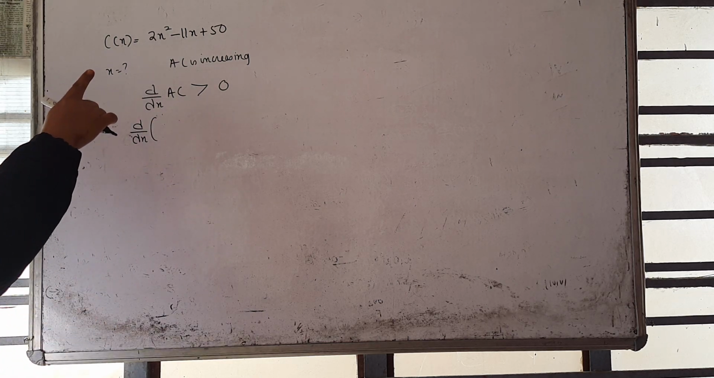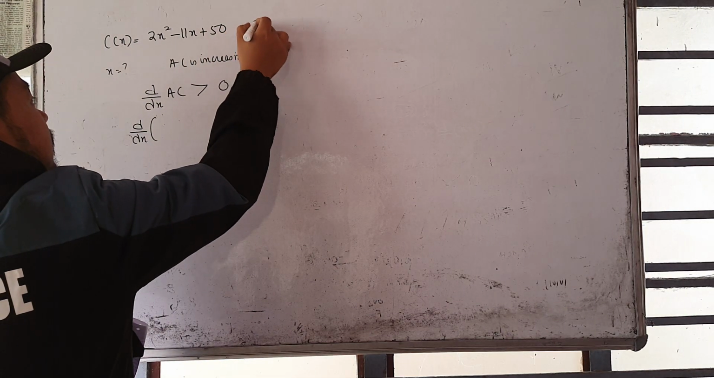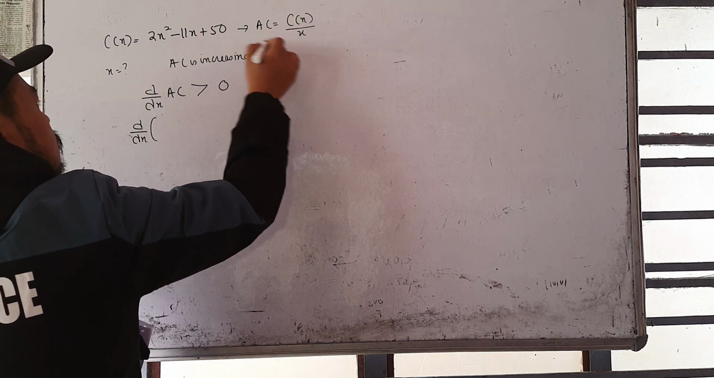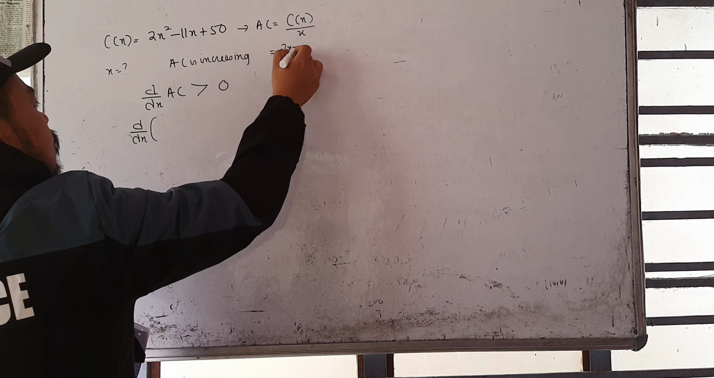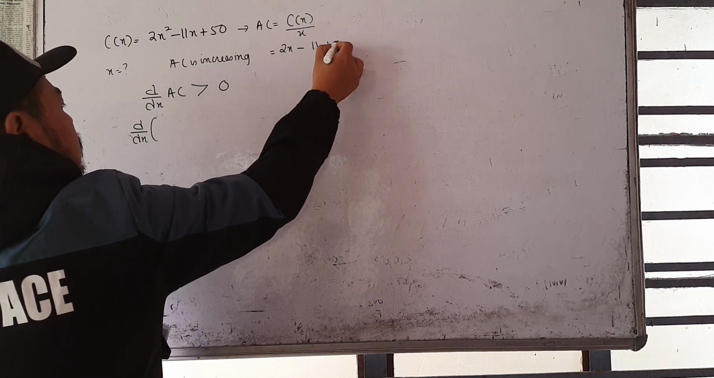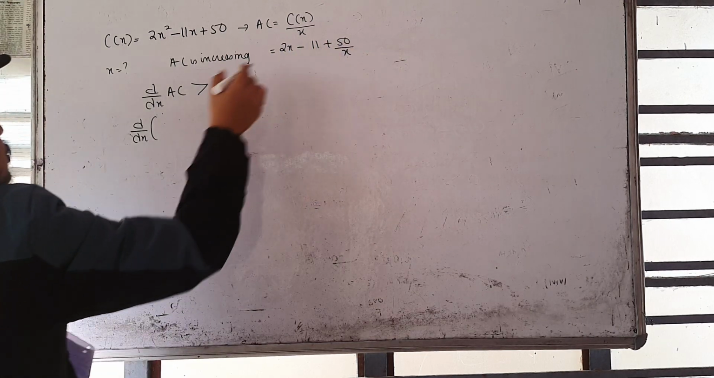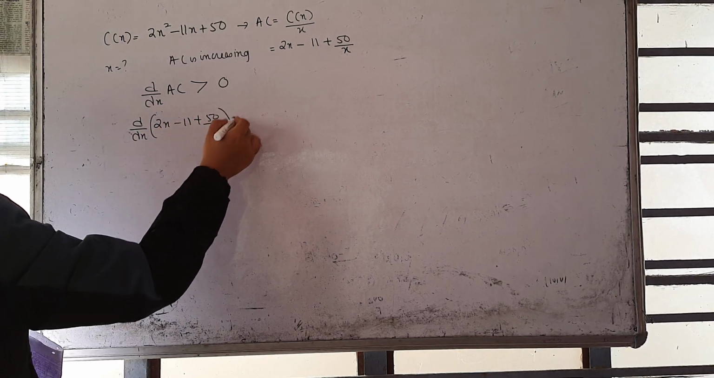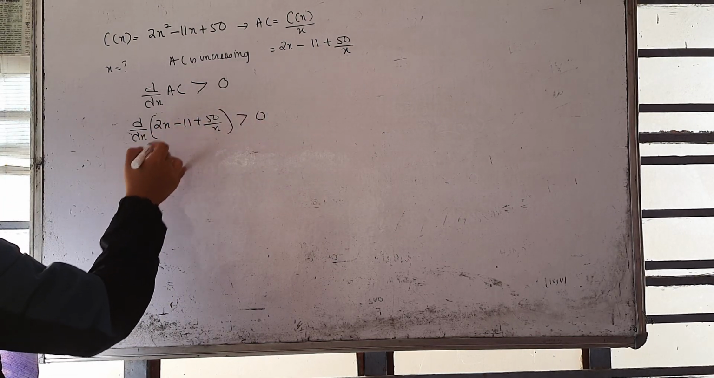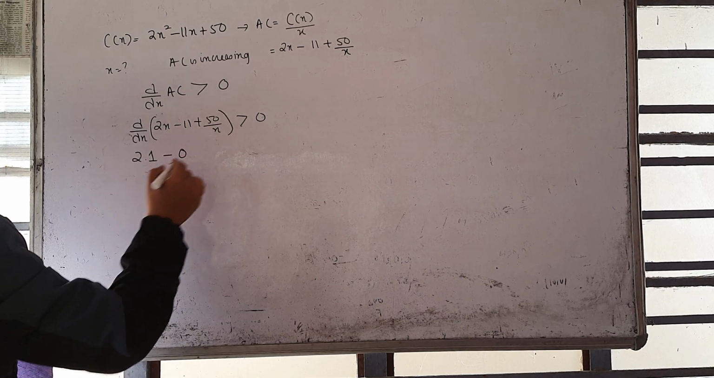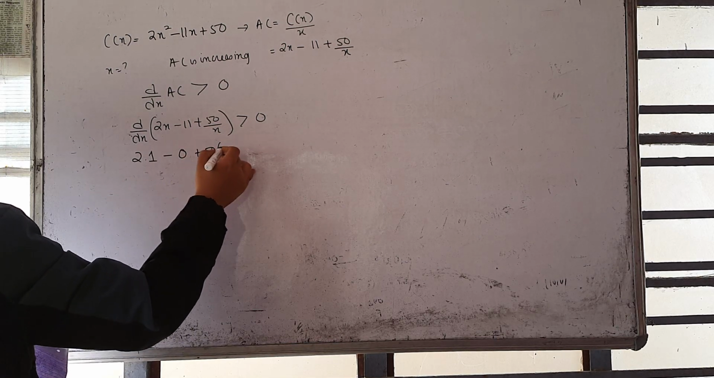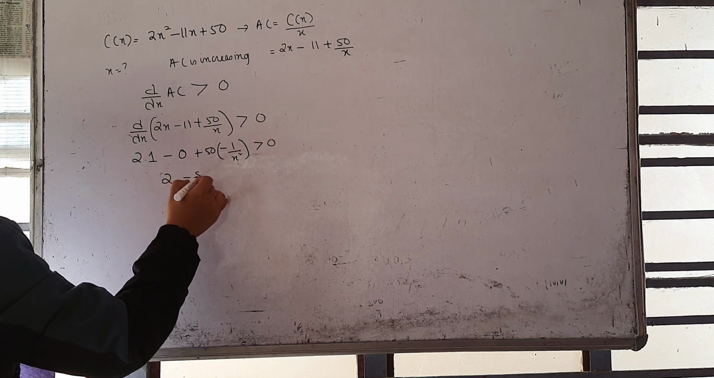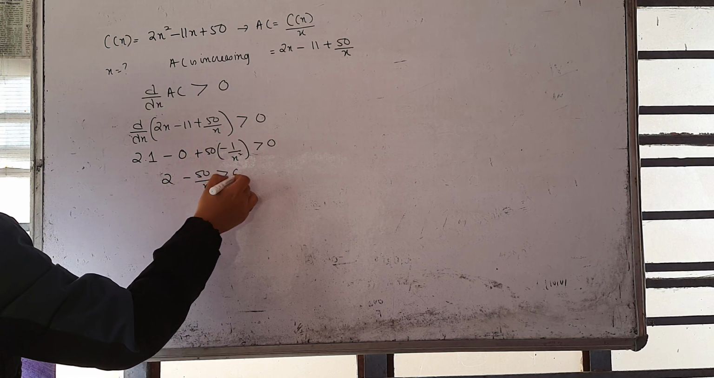So can you tell me what is AC, guys? Only Cx is given to us. So can you tell me how do you find AC? Cx divided by x. So what do you get? 2x minus 11 plus 50 by x. So we have to differentiate this. When you differentiate this, what do you get? 2 is a constant. What's the derivative of x? 1. 11 goes to 0. 50 is a constant. What's the derivative of 1 by x? Minus 1 by x square. Greater than 0. So 2 minus 50 by x square is greater than 0.